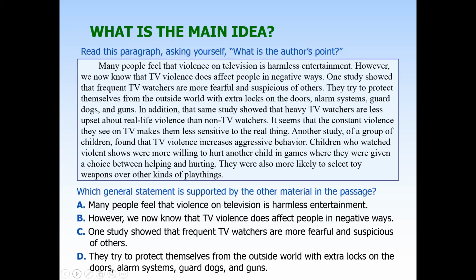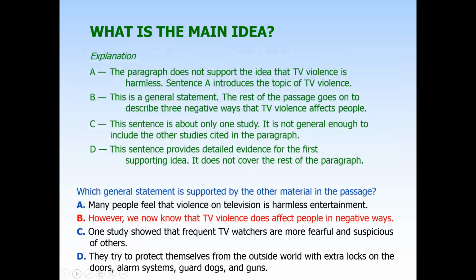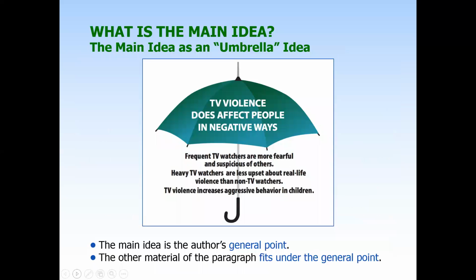So if you're looking at the main idea, it's not usually going to be one specific description or detail. It's going to be an overall idea. So if we look at that one, B is the general statement. We now know that TV violence does affect people in negative ways because the rest of the paragraph spent illustrating that particular idea. When you think of an idea or the main idea of a paragraph or reading selection, think of it as an umbrella. It's the big picture, and then underneath the umbrella are the details that follow along that big picture.